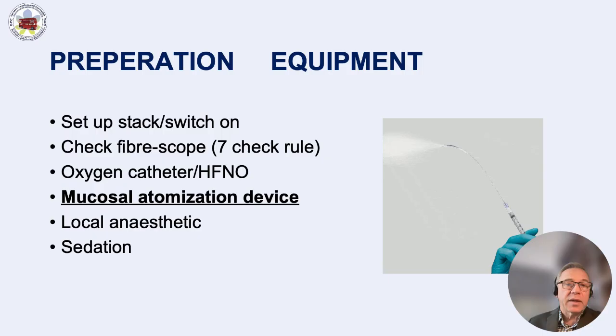What is the preparation in terms of equipment? So you need to set up the stack, and if it's the traditional reusable stack, then you need to connect four things to the fibre optic scope. You need to connect the camera, you need to connect the suction, you need to connect the source of light, and load the endotracheal tube on your scope. And then you need to check three things. You need to check white balance, orientation mark, and focus. If it's the single use plug and play, then you don't need to do anything. Remember oxygen. Then you need a mucosal atomization device, which is on your screen. This is how it spreads the local anesthetic nicely at a distance at about 20-25 centimeters. And you need local anesthetic and you need sedation.